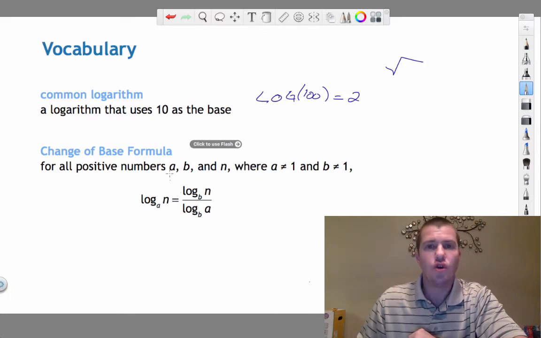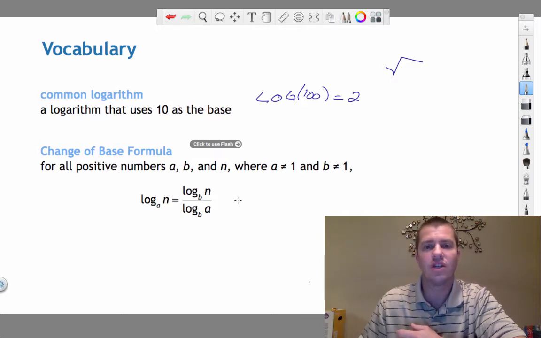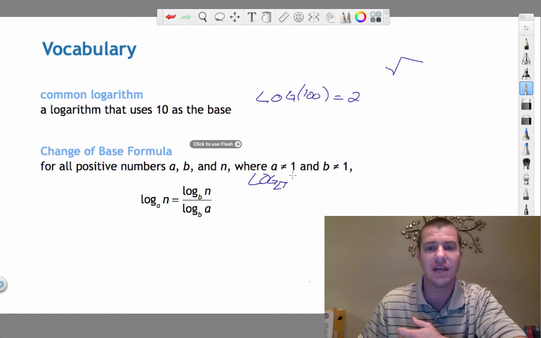So in order to find other bases in the calculator, we're going to use the change of base formula. On any testing quiz or the FSA, you're not going to be able to use a calculator that will change the base for you, though on some calculators you can write a specific base. You need to understand how to use the change of base formula in a calculator that only has the common log.